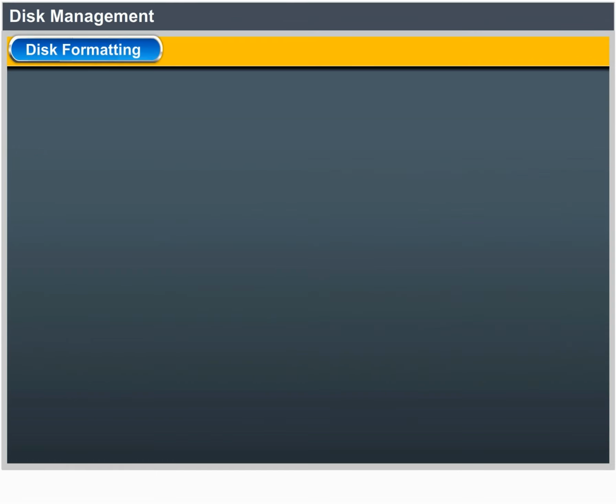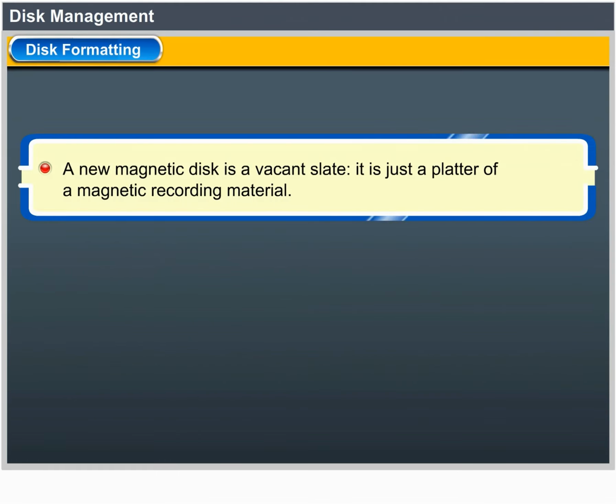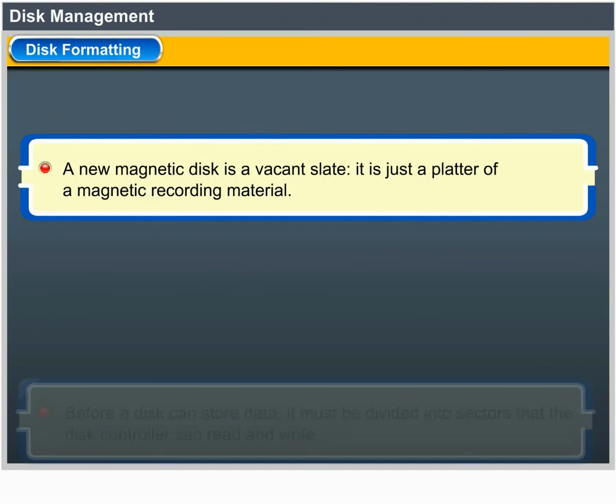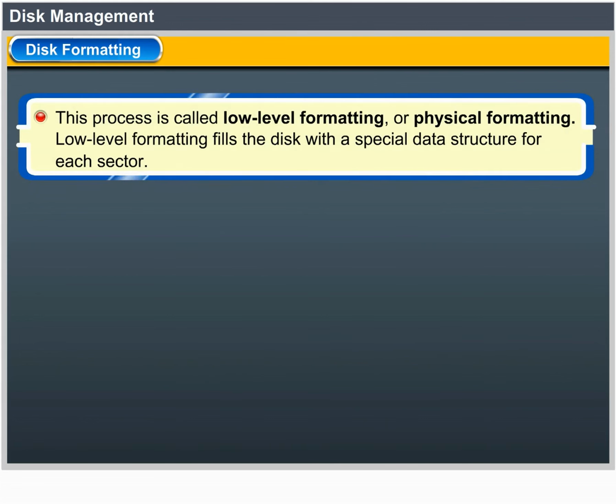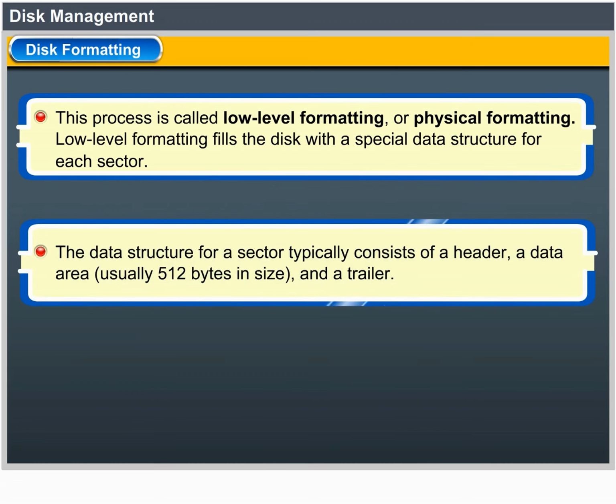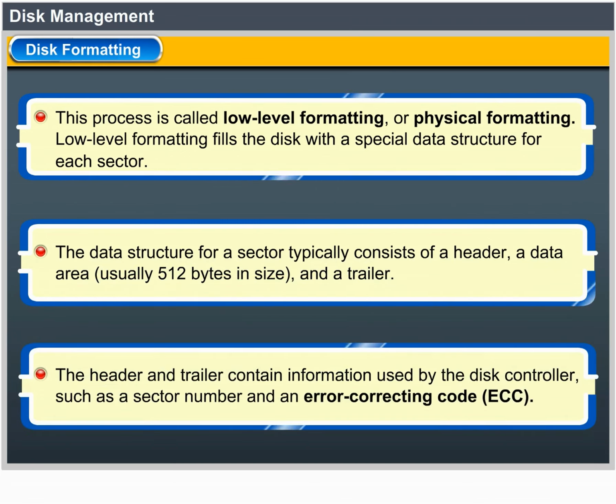Disk formatting. A new magnetic disk is a blank slate. It is just a platter of a magnetic recording material. Before a disk can store data, it must be divided into sectors that the disk controller can read and write. This process is called low-level formatting or physical formatting. Low-level formatting fills the disk with a special data structure for each sector. The data structure for a sector typically consists of a header, a data area, usually 512 bytes in size, and a trailer.